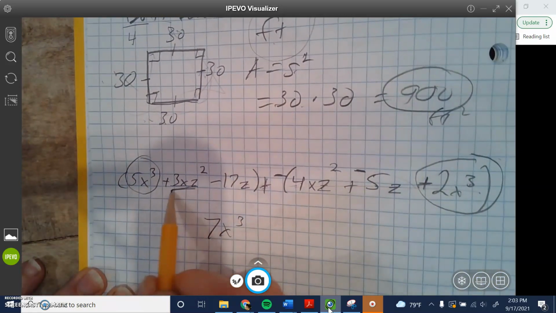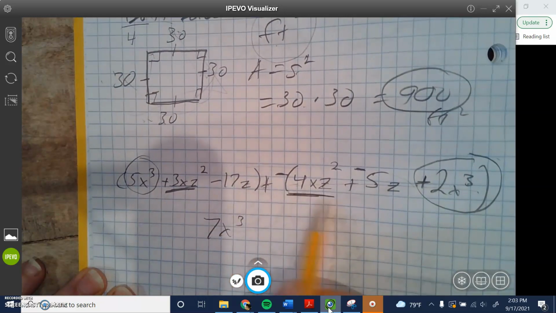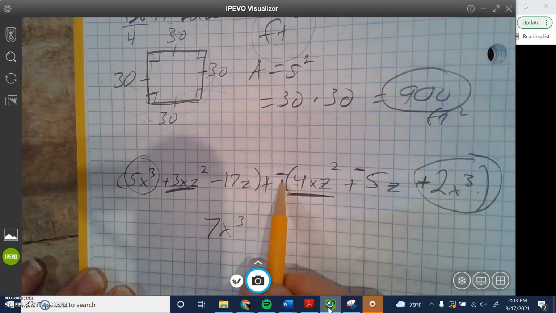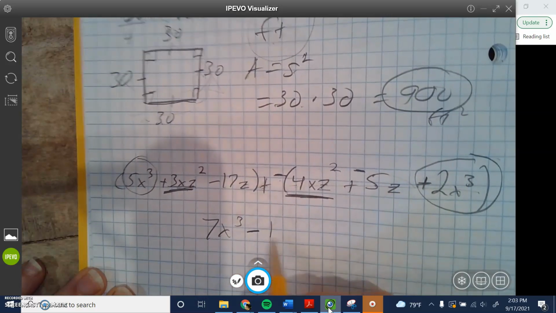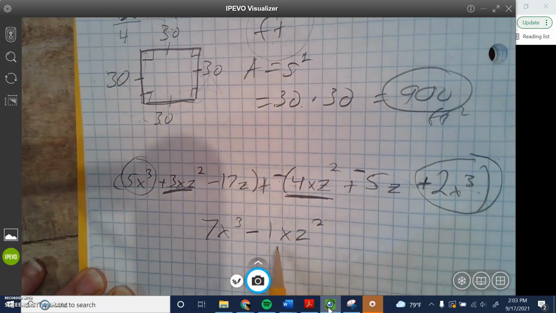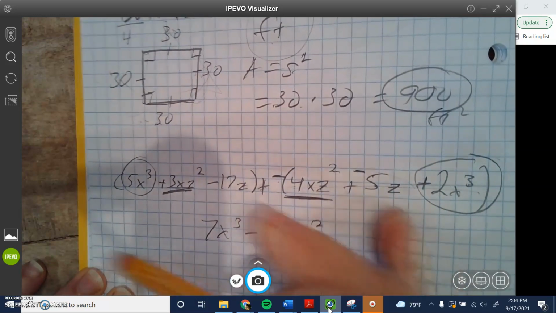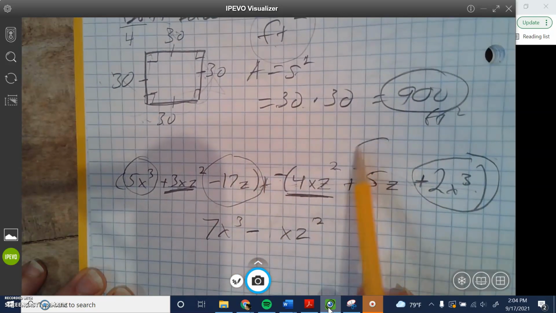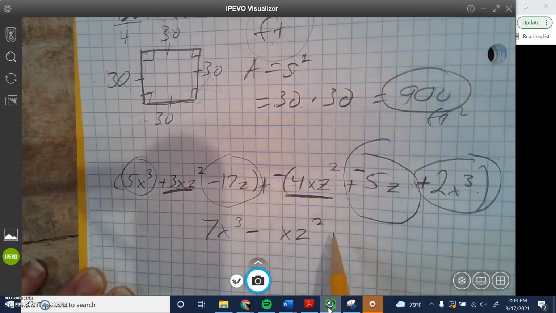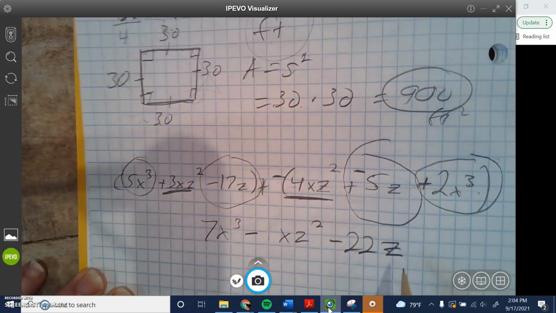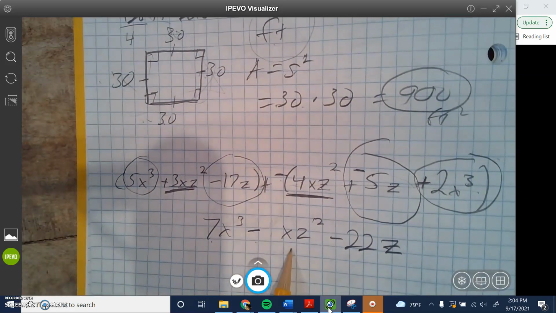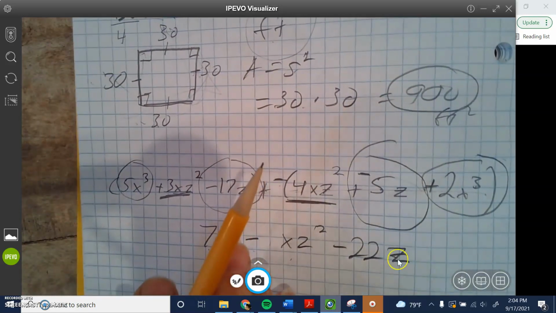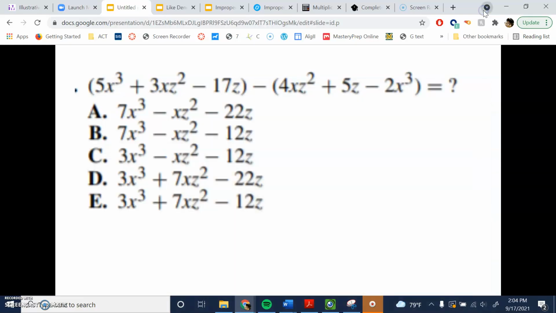What else do I see? Here's xz squared, so it's 3 minus 4. That's negative 1 xz squared, or you can just put negative. You don't need to put the 1, it's implied. Next, we have negative 17z and negative 5z, so that would be negative 22z. So I have 7x to the third minus xz squared minus 22z as my final answer. So that would be A. Got it.